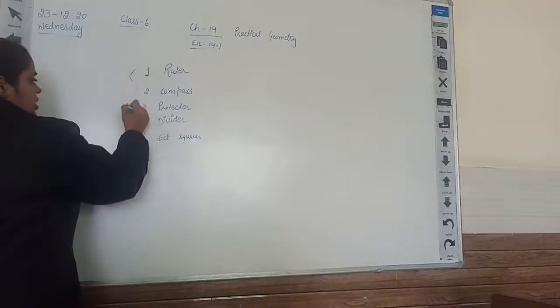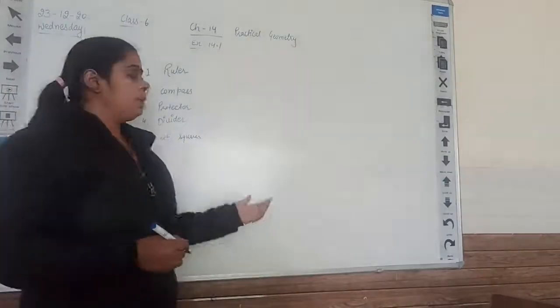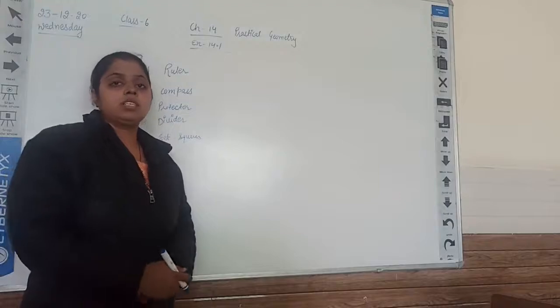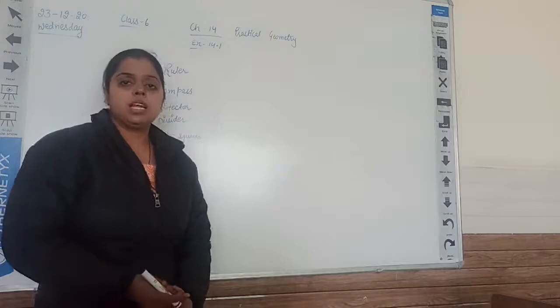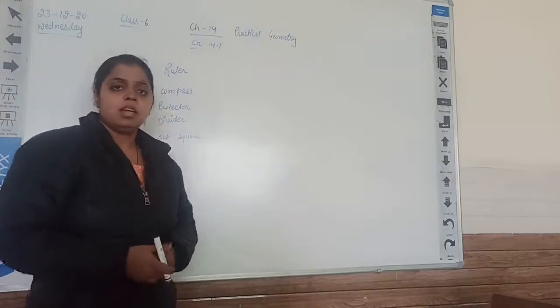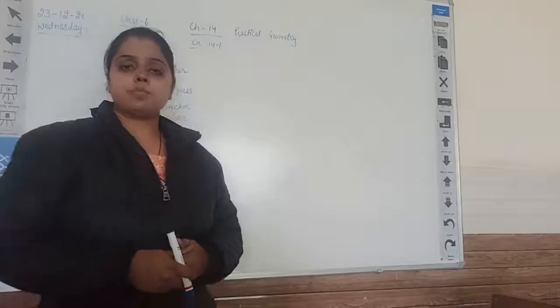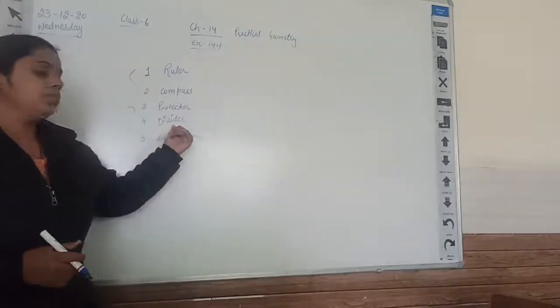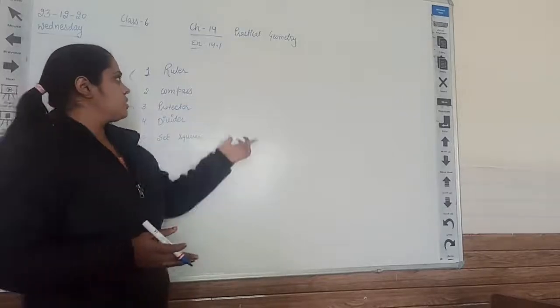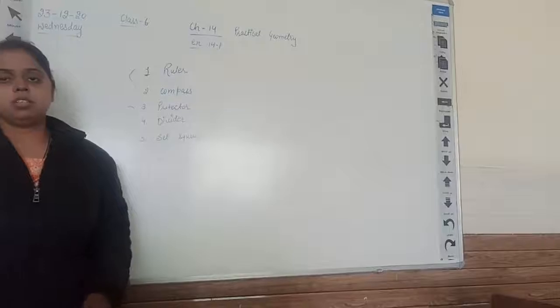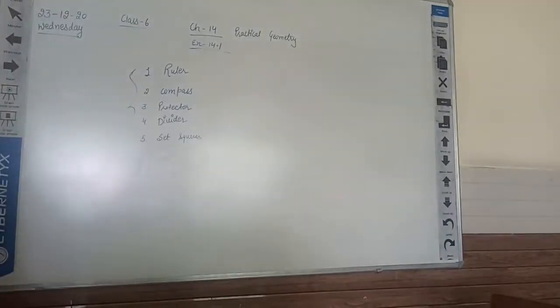So about all these 5 instruments I told you yesterday, and we have discussed how to make the line with the help of compass, how to make the line with the help of ruler and pencil, and how you will check the length with the help of divider. Clear, students? So now today let us come to the exercise 14.1. We will discuss. So now students, see, we will continue our exercise 14.1.